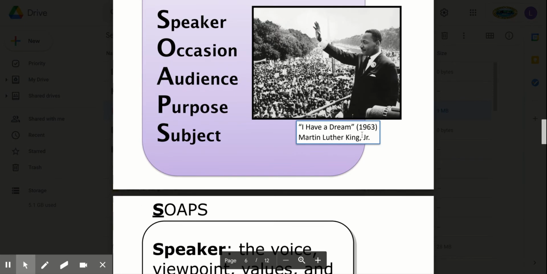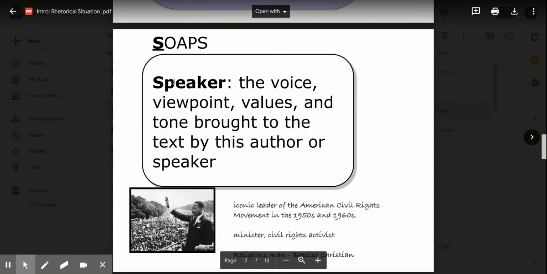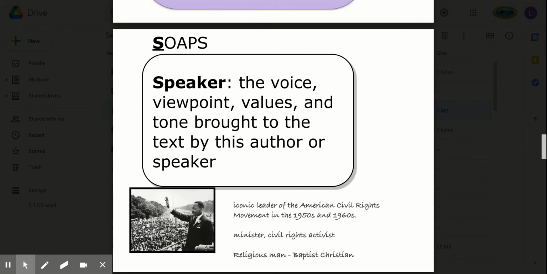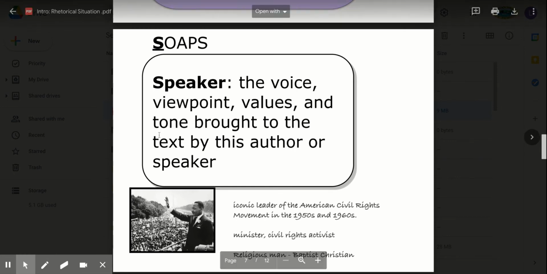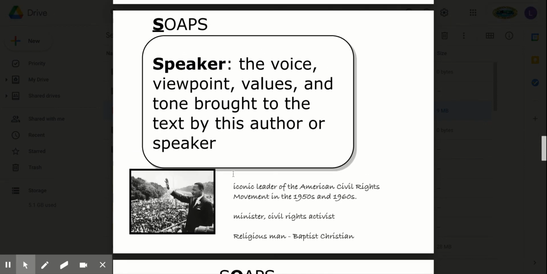And our elements of the rhetorical situation, the S, speaker. This is the voice, the viewpoint, the values, the tone brought to the text by this author or speaker. So in the case of the MLK speech, he's an iconic leader of the civil rights movement. He's a minister, civil rights activist, a very openly religious man, specifically Baptist Christian. That's stuff that we know about him.